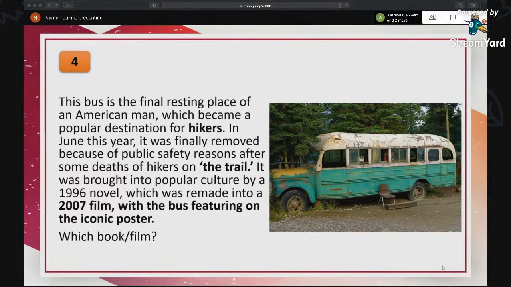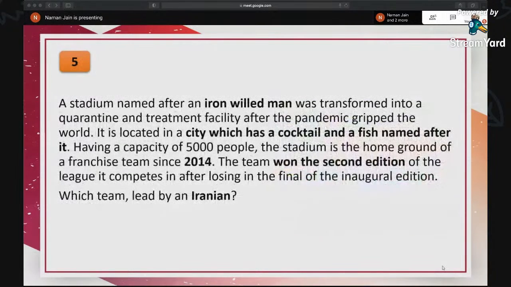Yeah, moving on, question number 5. A stadium named after an iron-willed man was transformed into a quarantine and treatment facility after the pandemic gripped the world. So the stadium is named after an iron-willed man, and the stadium is located in a city which has a cocktail and a fish named after it. Having a capacity of 5,000 people, the stadium is the home ground of a franchisee team since 2014.